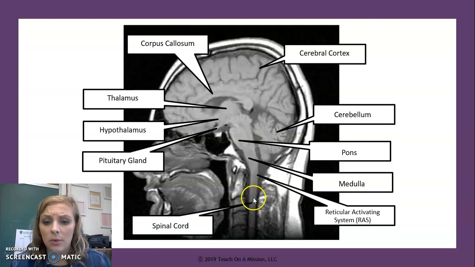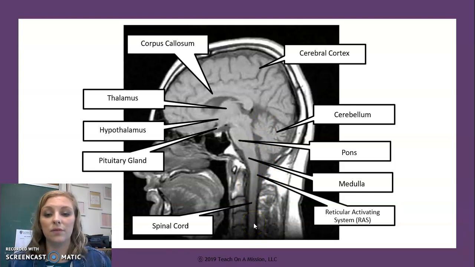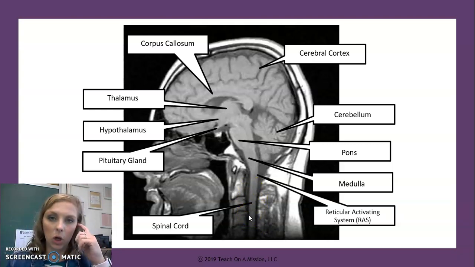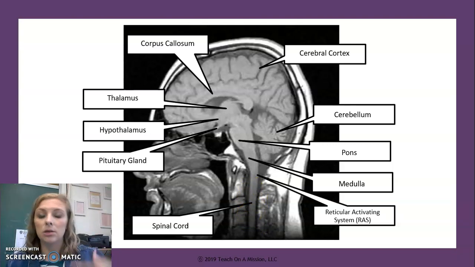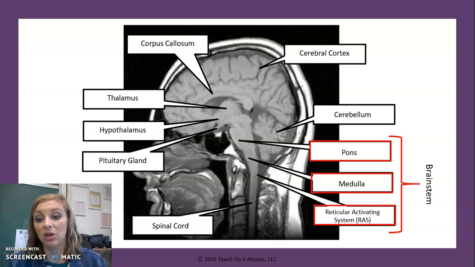And then finally, we have our spinal cord here, which again is the second part of the CNS, the central nervous system. And this is, remember, the highway that goes from our brain to the rest of the neurons in our body. Okay, the pons, the medulla, and the reticular activating system or the reticular formation form our brainstem.